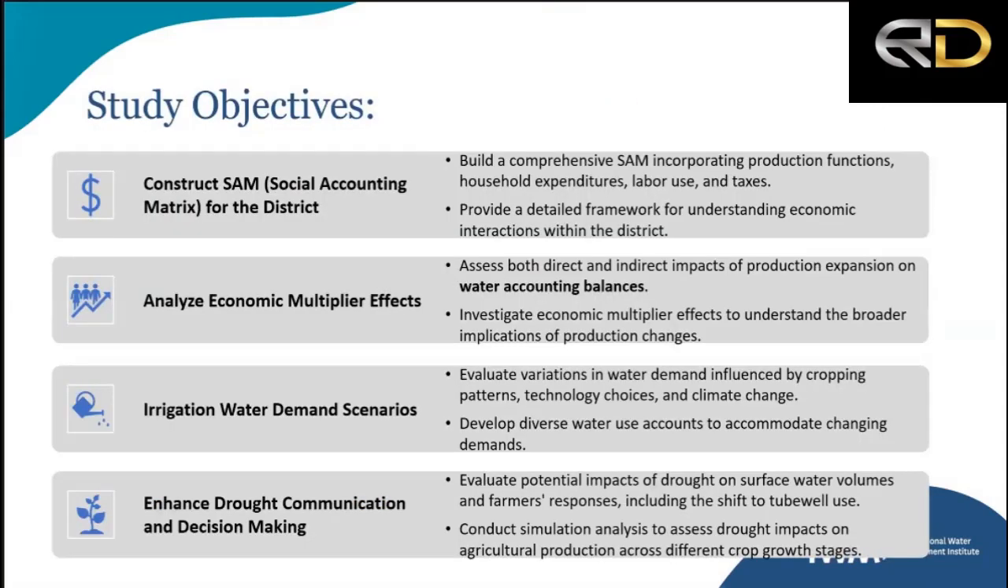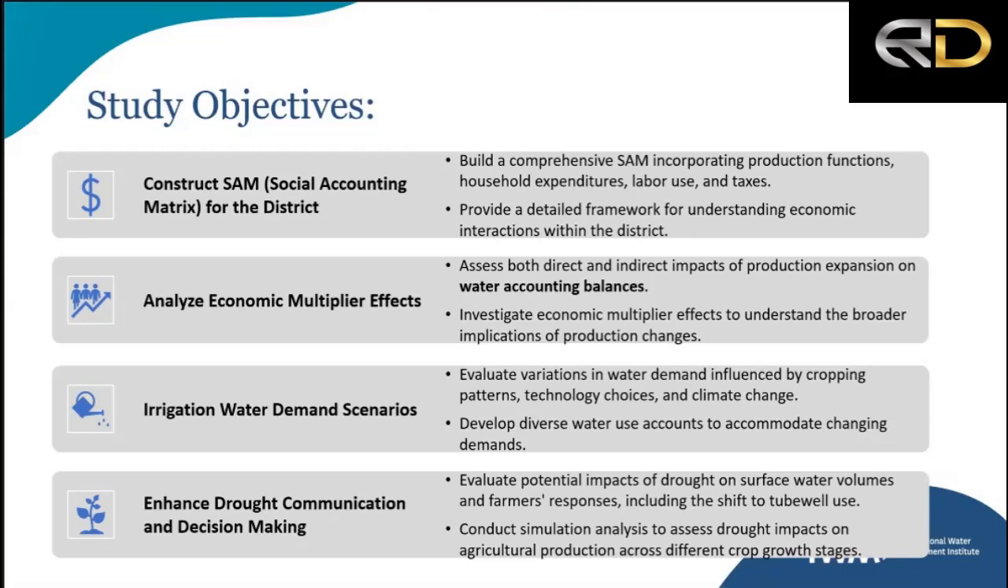So what we're trying to do, first thing we're doing is constructing a social accounting matrix, which is a whole economy model. I'll give you a little more information about that in a few minutes. It incorporates production activities, household expenditures, labor use, taxes, government, trade. So it's a whole economy at an arbitrary level of disaggregation, depending on the area you're working in and what you're interested in. So the idea is it gives you this framework for understanding economic interactions within the district.